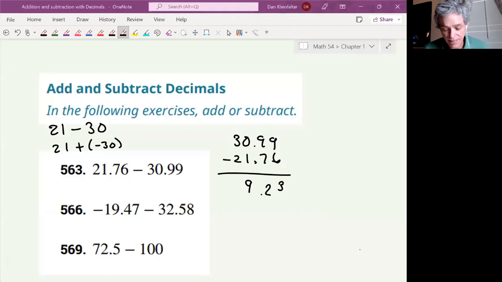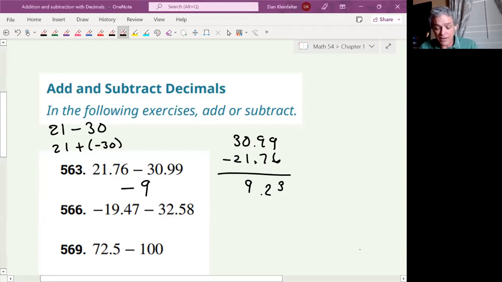Sorry, Zoom crashed on me again. So sorry, I'm not sure how far back that was, so let me just repeat quickly. We had 30.99, we're subtracting from it 21.76, that left 9.23. But in the original problem, we were doing 21 minus 30, so we should end up with negative 9.23.